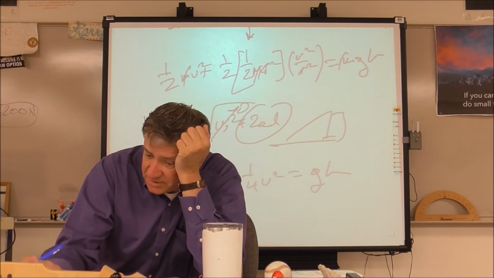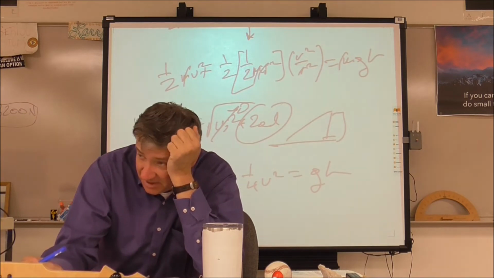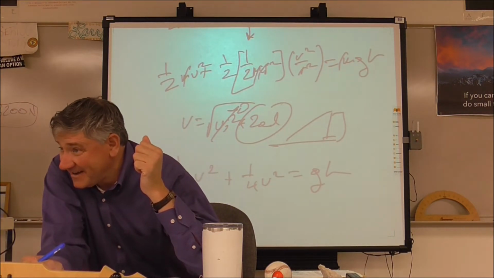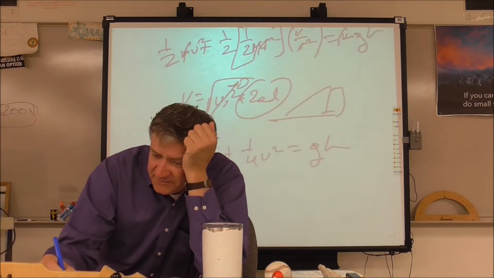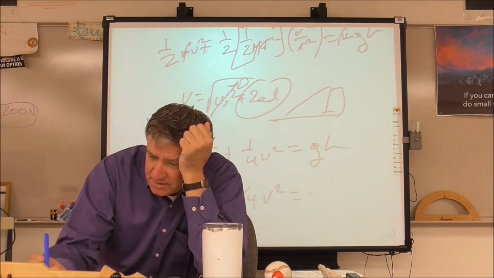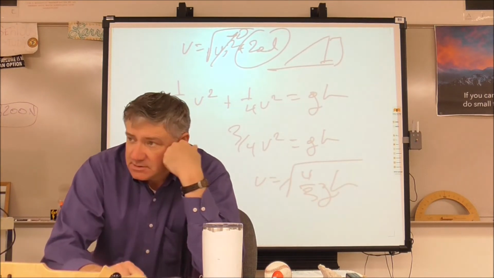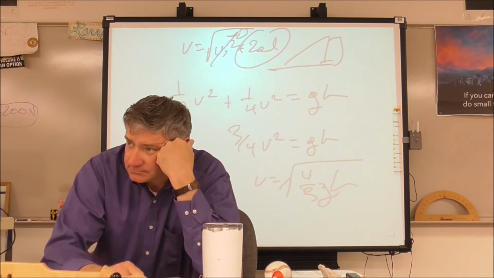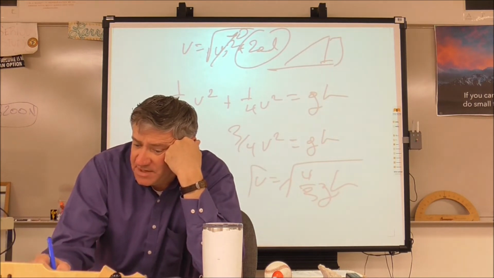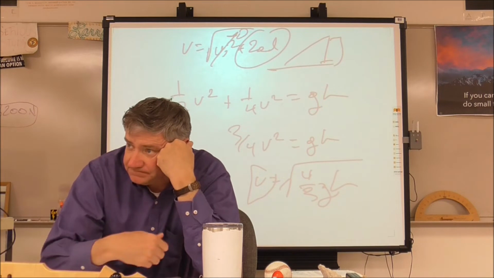So what's 1/2 plus 1/4? I asked you this yesterday. Yeah. So you get 3/4 v squared equals GH. So then v is going to equal the square root of 4/3 GH. Then once you get v, then you can do a whole bunch of things with it.